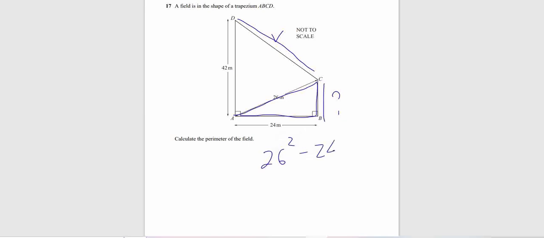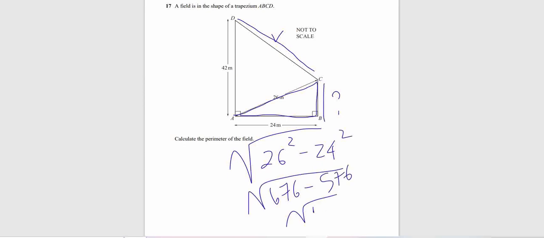How does it work? First we have to calculate this side and this side so we can get the perimeter. This side, we see from this triangle, has 26 as the hypotenuse and 24 as the horizontal side. We just use Pythagoras: the square root of 26 squared minus 24 squared. After we calculate, we get 676 minus 576, so the square root of 100 is 10. So we got this 10.